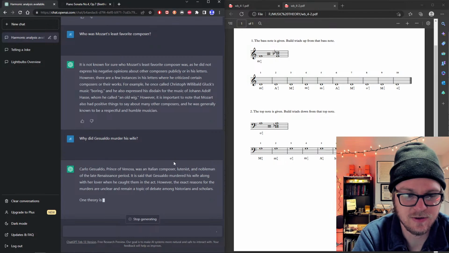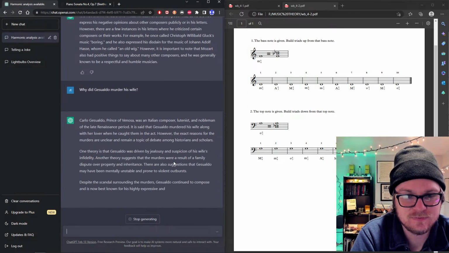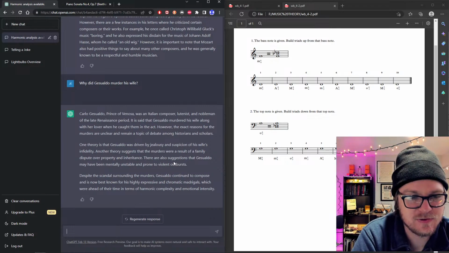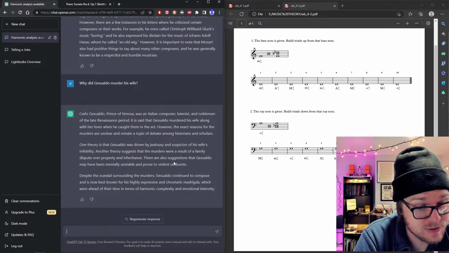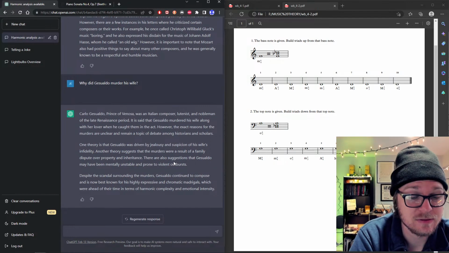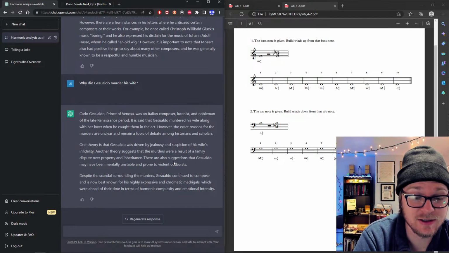Yes, okay, so it does know what I'm talking about. It says the exact reasons for the murders are unclear and remain a topic among historians and scholars. One theory is that Gesualdo was driven by jealousy and suspicion of his wife's infidelity. Another theory is that the murders were a result of a family dispute over property or inheritance, or a violent outburst. Despite the scandals surrounding the murders, Gesualdo continued to compose and is now best known for highly expressive chromatic madrigals, which were ahead of their time in terms of harmonic complexity and emotional intensity. That is all true. His music is very complex for the Renaissance era, to say the least.